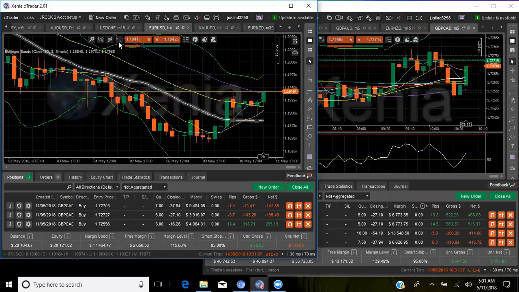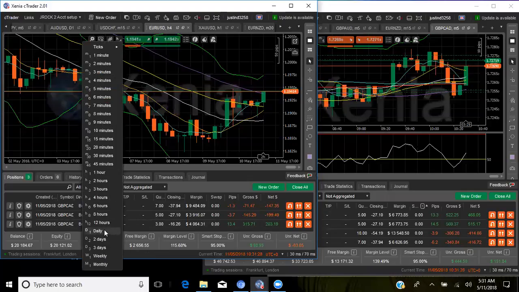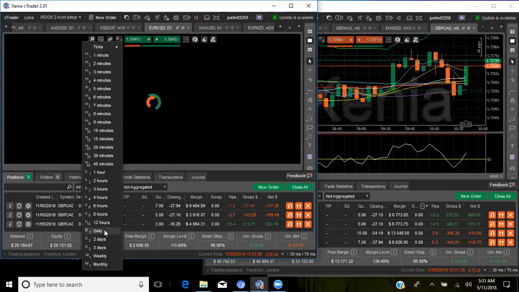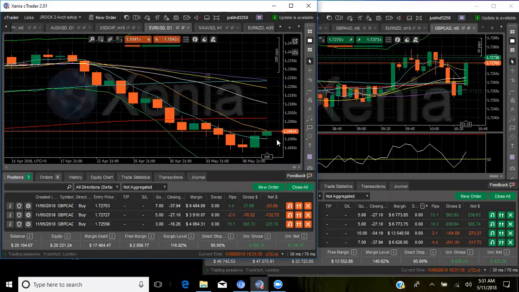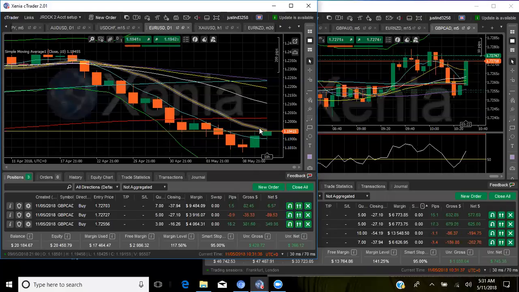Let's go to the daily. We're at resistance at the 10 on the daily. I mean, smack dab at resistance. We're at 119.45, 119.41. We are right at resistance at the 10. We'd have to break through that.